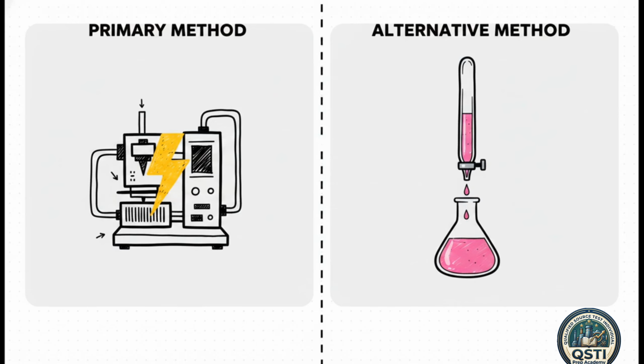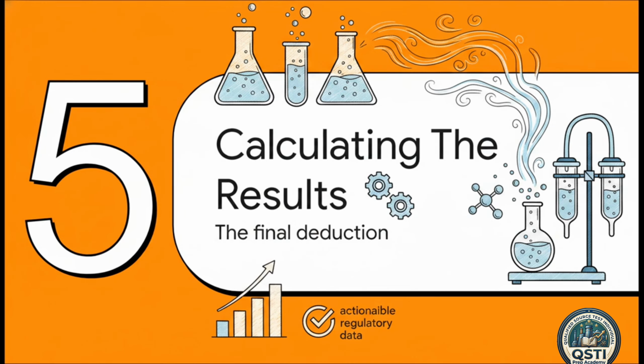This one involves passing the sample through an ion exchange resin, adding a chemical called a Thorin indicator, and carefully dripping in a titrant until, boom, the solution turns a very specific visual shade of pink. Both methods are completely valid, which just goes to show there is definitely more than one way to corner our chemical suspect. And that leads us to Section 5, calculating the results, the final deduction.